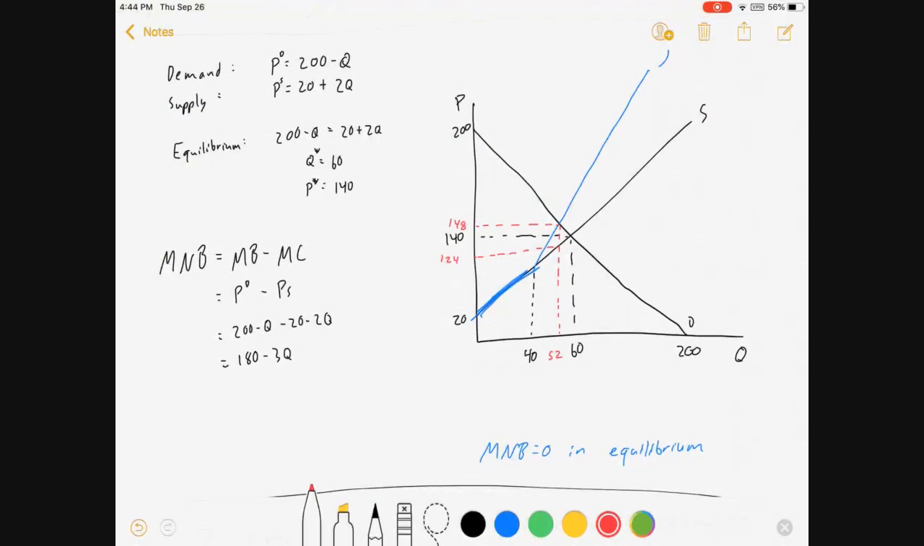Now, how would we fix this externality? Well, we could put a tax on the suppliers, which has the effect of shifting their curve upwards by $24. And when we do that, it will make this be their new equilibrium.